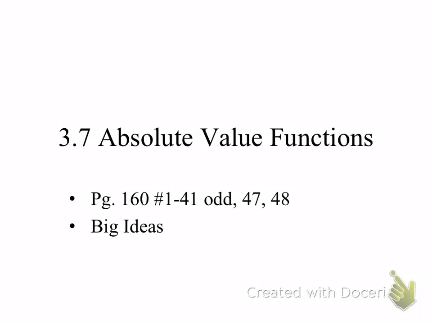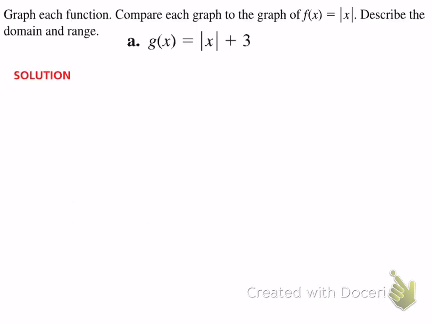Today is October 19th. The homework for tonight is 3-7 out of Big Ideas, page 160, 1 through 41 odd, 47 and 48. All right.